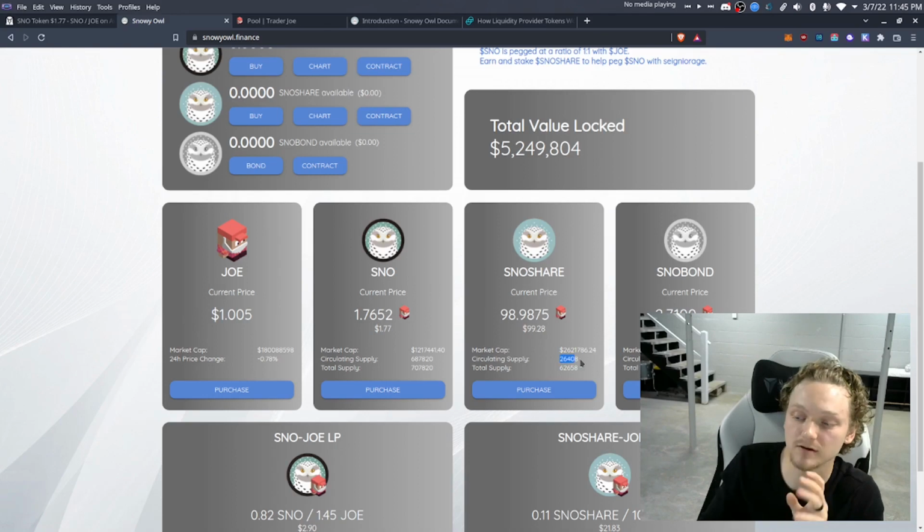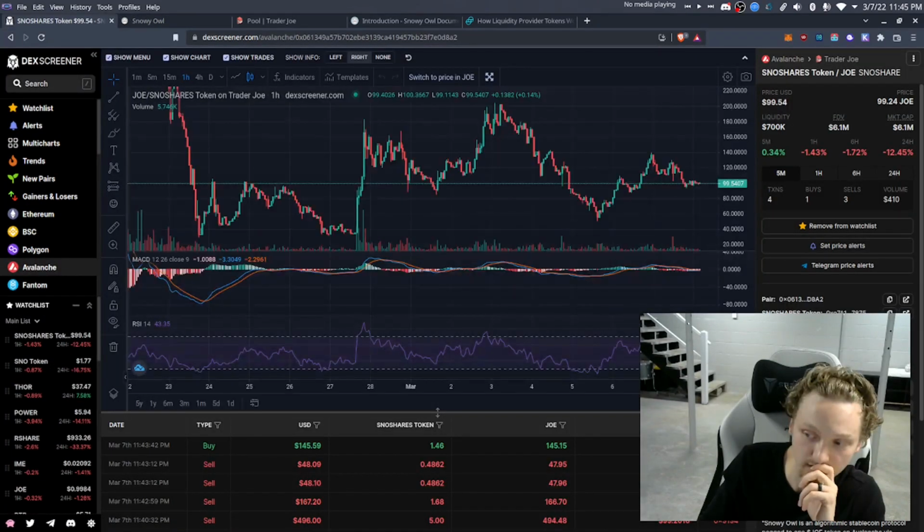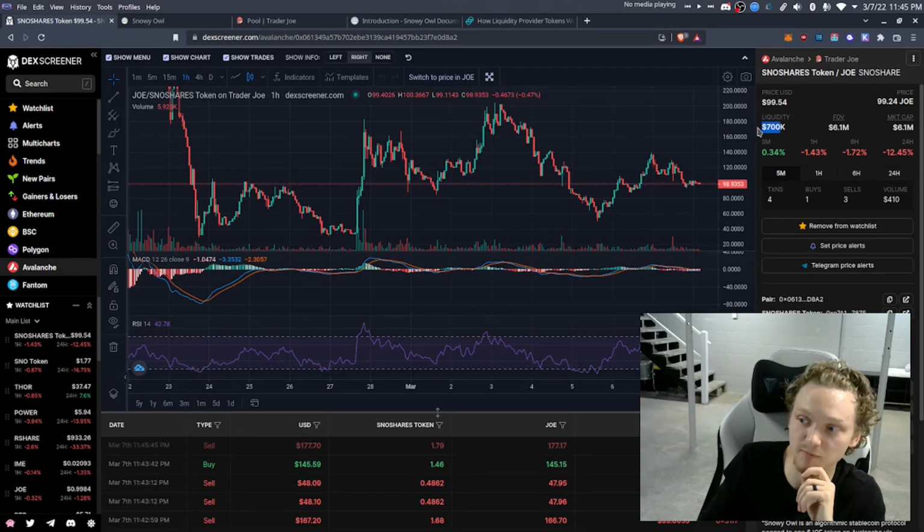Now, the reward token for most of the pools is always the share token. And you'll put the share token in the boardroom to get the peg token. But the circulating supply, you'll see here, just as an example, we have 26,000 total printed SnowShares farmed. So if we go to a couple different things, if we look at SnowShare right now, the pooled SnowShare tokens here is 3,500. So that's how much is provided as liquidity in those pools with Joe.